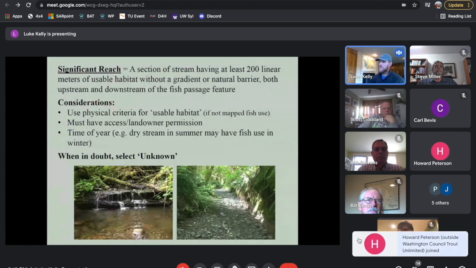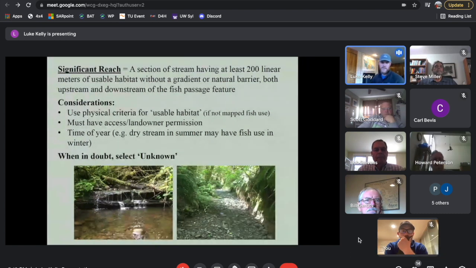Another thing to consider, if it's not mapped in terms of any of those resources, we're going to have to use physical criteria: scour, alignment, width, and a gradient less than 20% to call it usable habitat. I also put time of year, and there could probably be other considerations, but a couple of photos below just kind of show the stream on the right side.